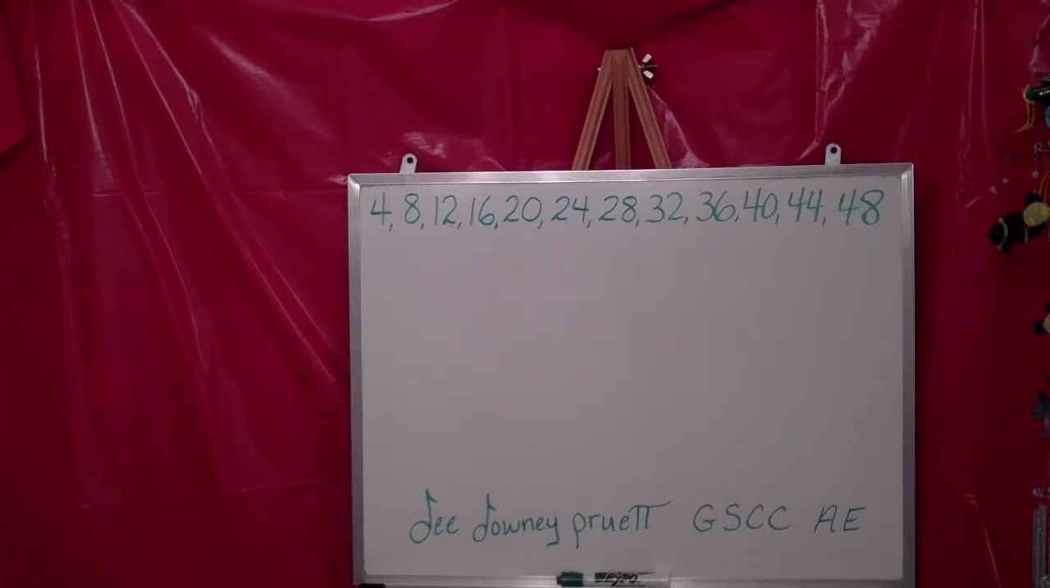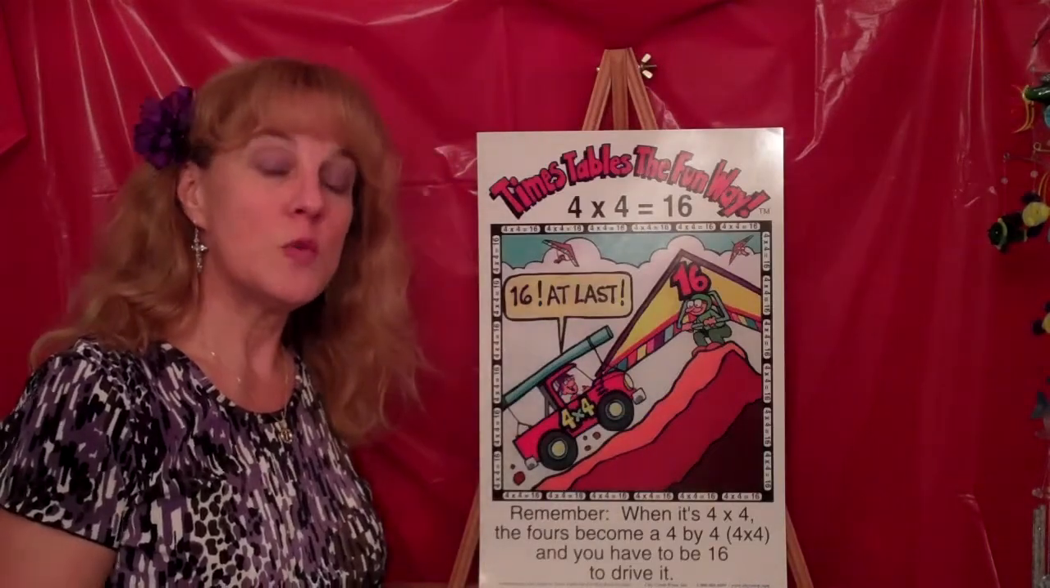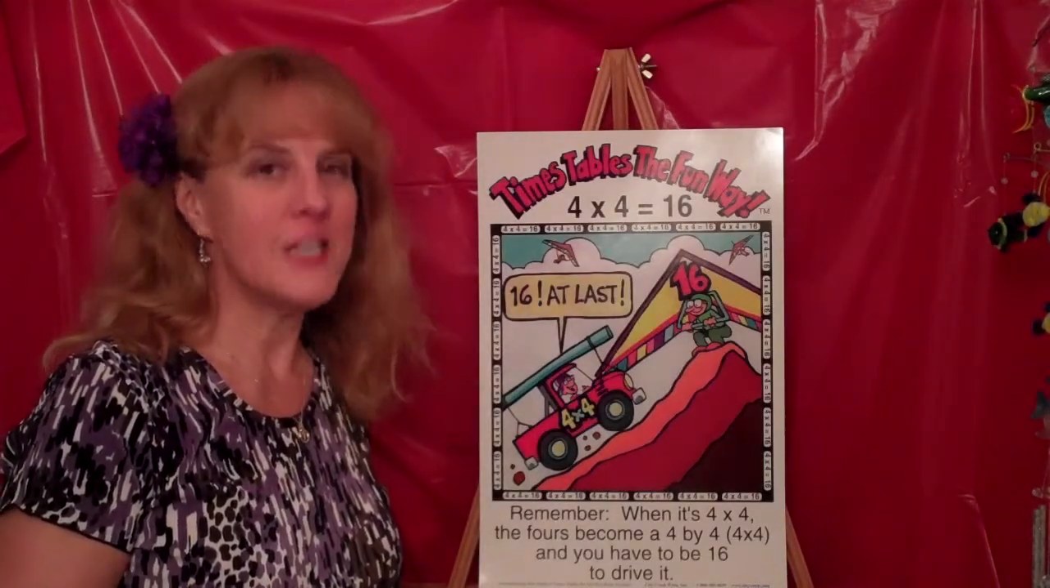If we count by fours, or multiples of 4, we have 4, 8, 12, 16, 20, 24, 28, 32, 36, 40, 44, 48. Times tables the fun way. You may want to do a sketch of this picture to help you remember.